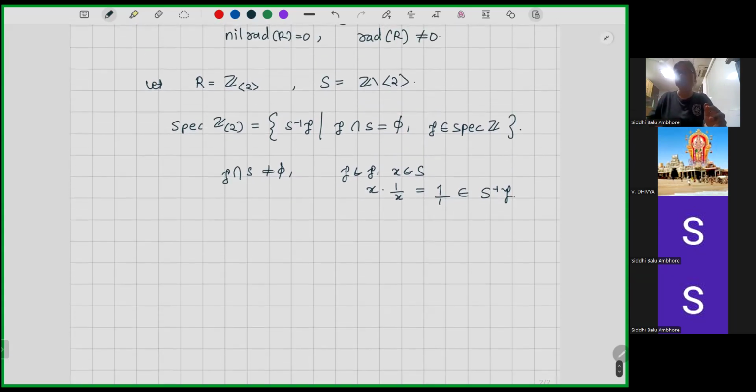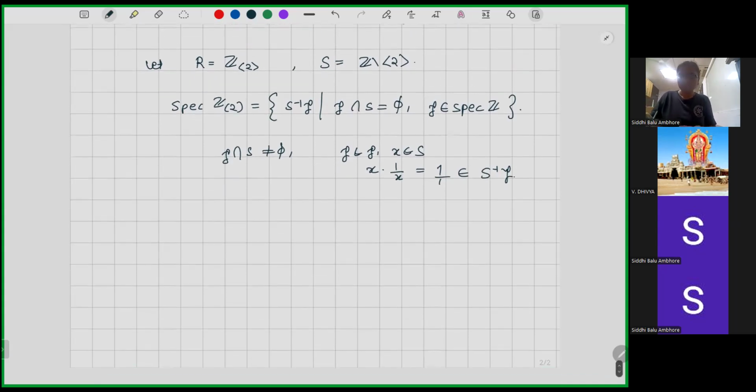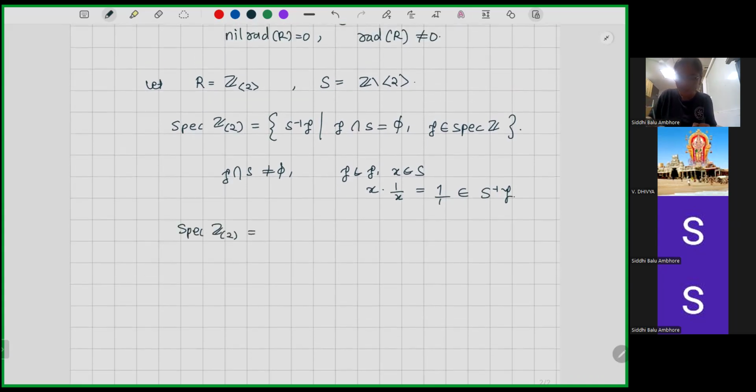So spec of Z localized at ideal 2 will contain only these elements, right? Spec Z2 will be 0 and the ideal generated by 2, right? Because every other element, for example, if I take 3, then the ideal generated by 3, will it intersect this S? Yes, right? Because S is essentially all odd numbers.